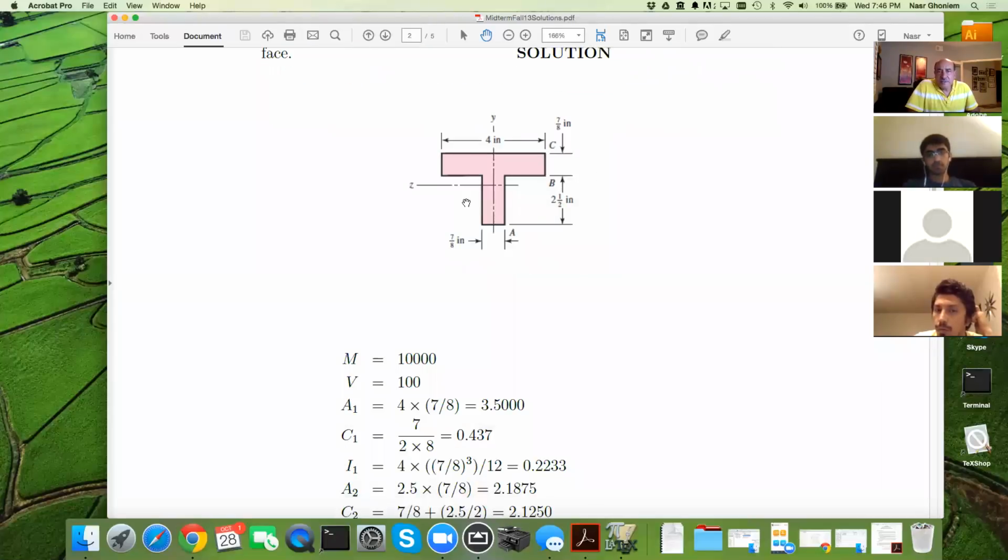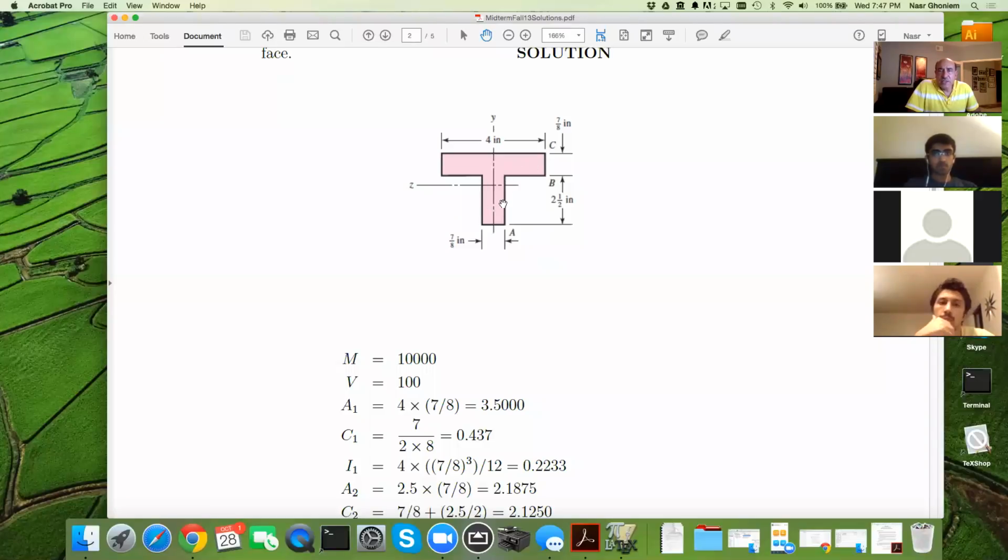First we need to figure out the geometry. We have to break it into two rectangles. We have this rectangle and we have this bottom rectangle. The top rectangle has its own native C right in the center, the 7/8 over 2. And then the second one has its own center right in the middle of this 2.5 inch height. So we can get C1 and C2. We know the two centers, and we know the area A1 and the area A2.